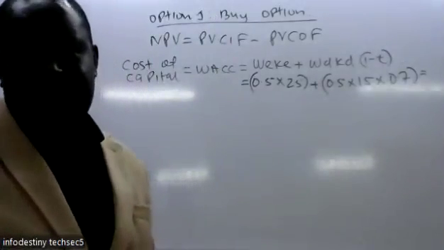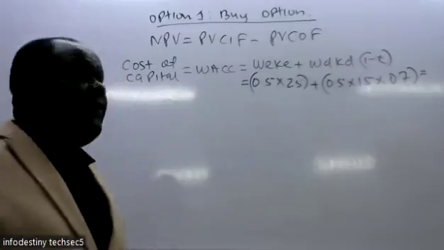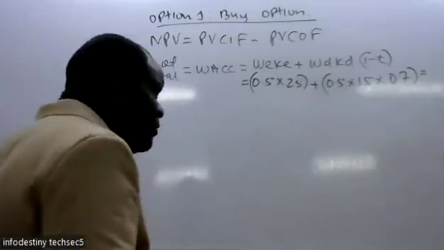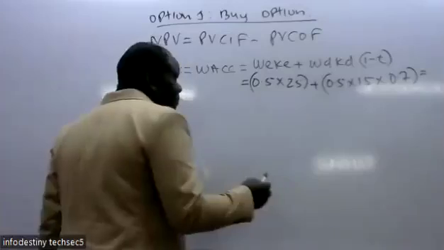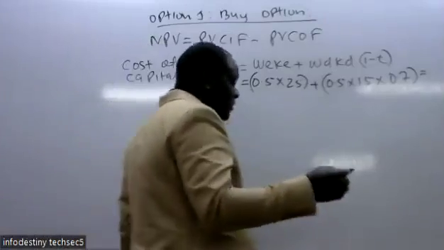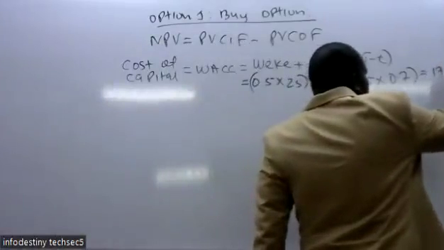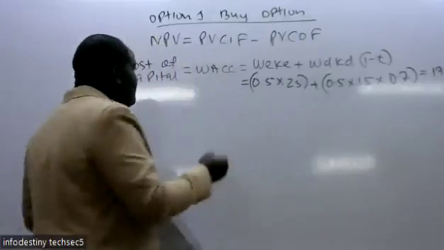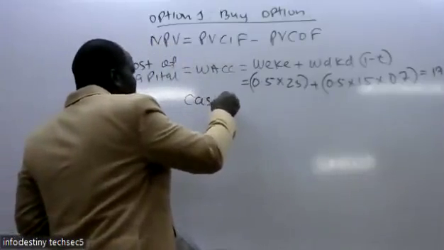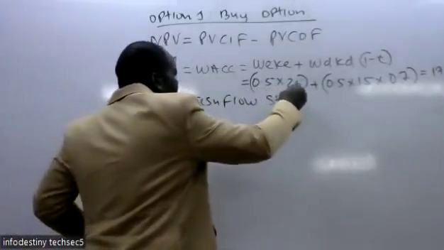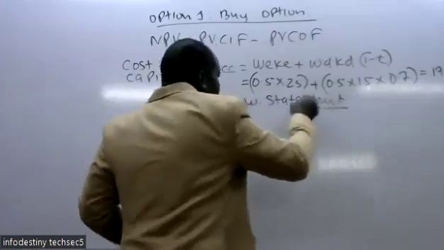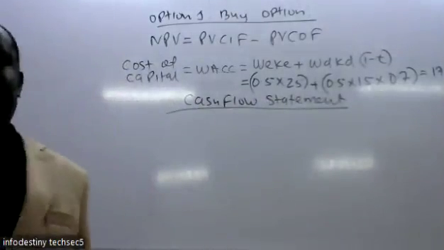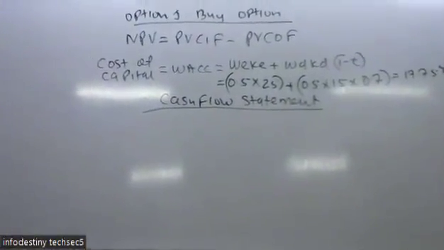$17.75. I've seen online someone has given me 17.75. So after that, we also prepare the cash flow statement to get the cash flows to be discounted. So this one has been given 17.75%. So the cash flow statement will give you the cash flows to be discounted.